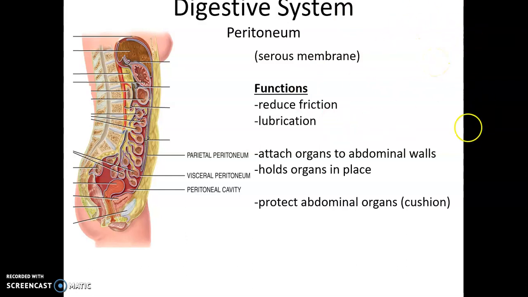Peritoneum also has some additional functions. It attaches organs to each other and also attaches organs to the abdominal walls, thereby helping to hold the organs in place. And parts of it include adipose or fatty tissue, and that can help to protect abdominal organs from impacts.